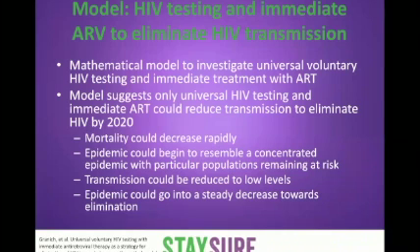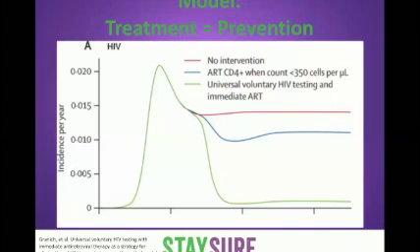So the first model I'm going to present was first published in 2009, and this model was a mathematical model that was designed to investigate the impact of universal voluntary HIV testing and immediate treatment with antiretroviral therapy. In this model, it suggested that universal HIV testing and immediate starts of antiretroviral therapy could reduce transmission to eliminate HIV by 2020. A couple of other important findings of the model were that mortality could decrease rapidly, the epidemic could start to become more concentrated within certain populations, transmission, because of viral suppression, could be reduced to low levels, and ultimately the epidemic could go into a steady decrease toward elimination.